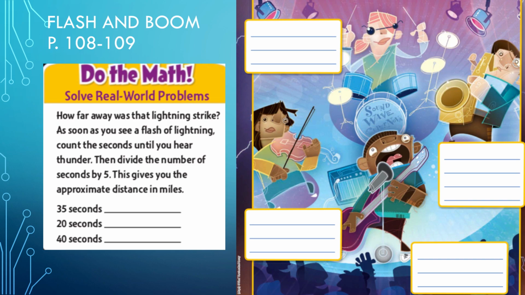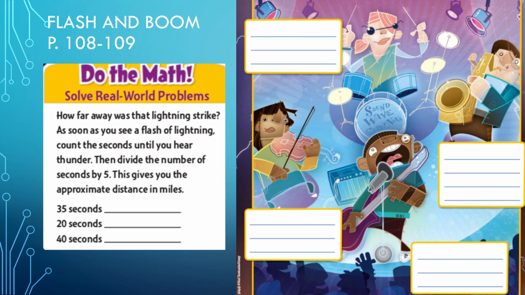Read pages 108 and 109. Flash and boom. Let's review Do the Math. How far away was that lightning strike? As soon as you see a flash of lightning, count the seconds until you hear thunder. Then divide the number of seconds by 5. This gives you the approximate distance in miles.